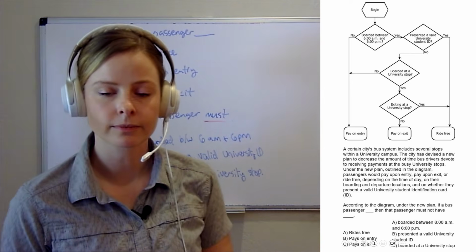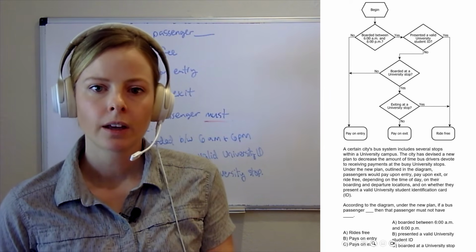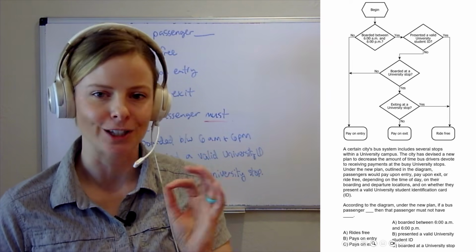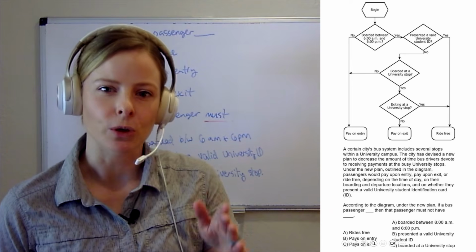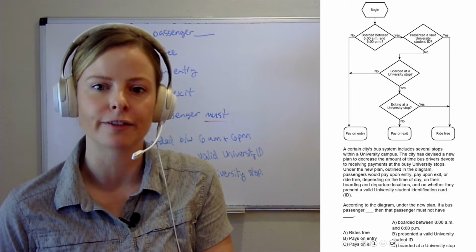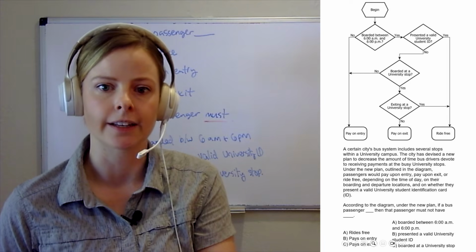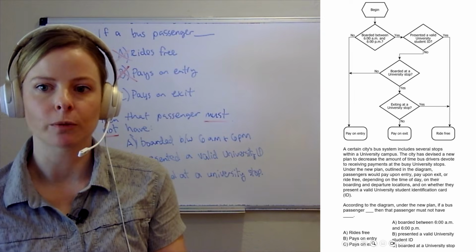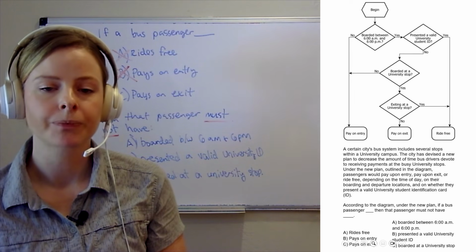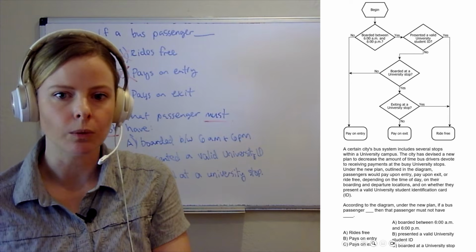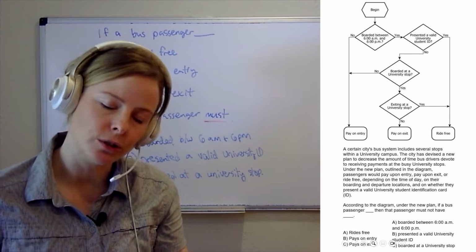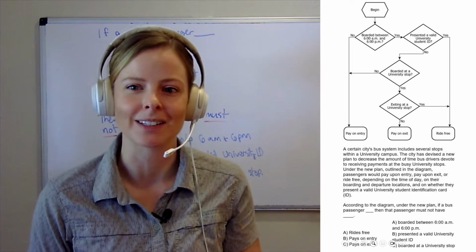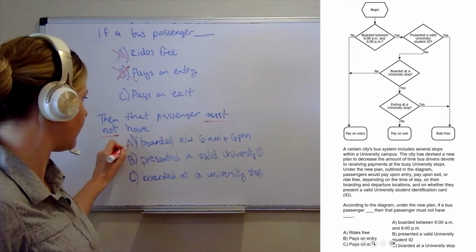Let's take a look. Again, going back to the flowchart. Looking at this flowchart, there's actually only one path to get to pay on exit, which is nice. Makes our life a little simple. You have to go through a very specific set of events, yeses and nos, to get to that pay on exit. So to pay on exit, then the passenger must not have boarded between 6 a.m. and 6 p.m. Well, if we look at this one path, the only way to get to pay on exit is if you do board between 6 a.m. and 6 p.m. So it's the must not really messes up here. It's the opposite of what we want. So that cannot be true.